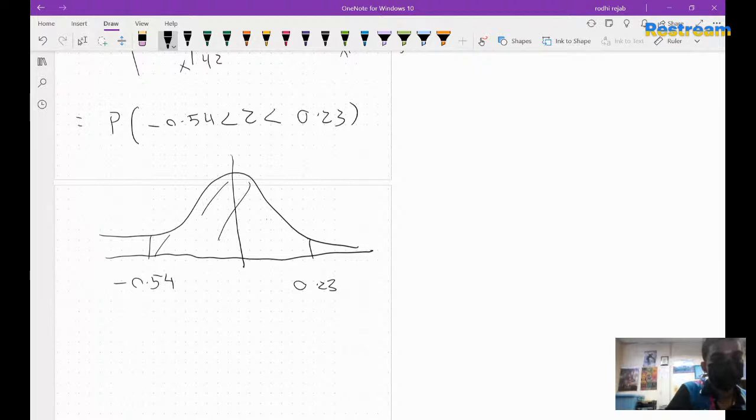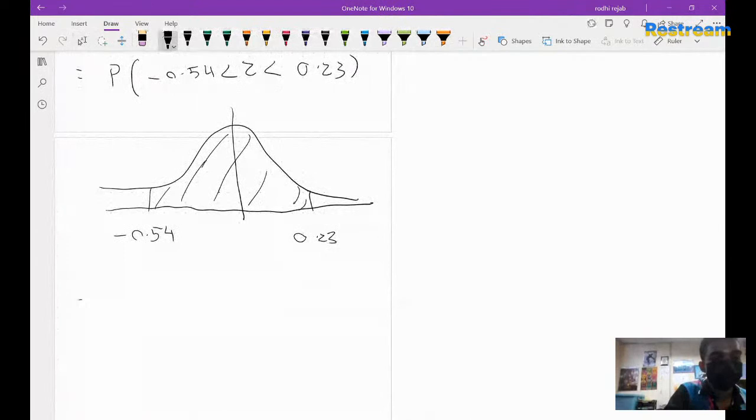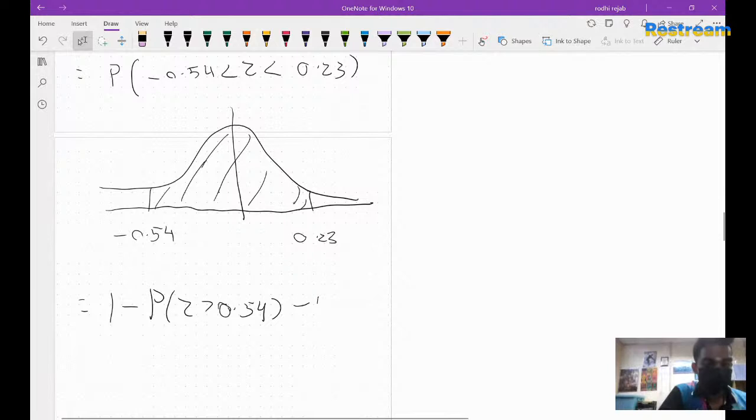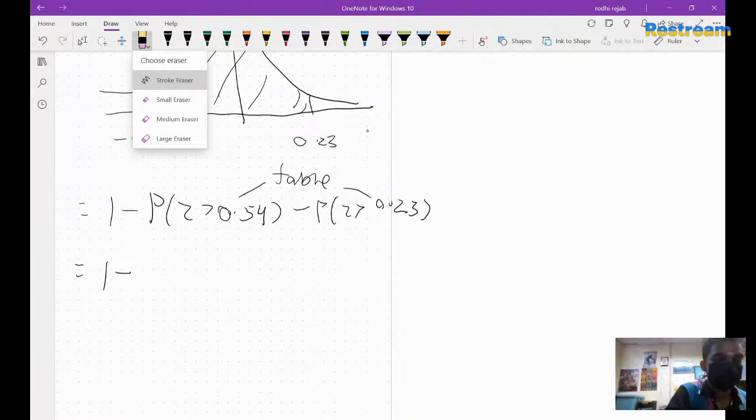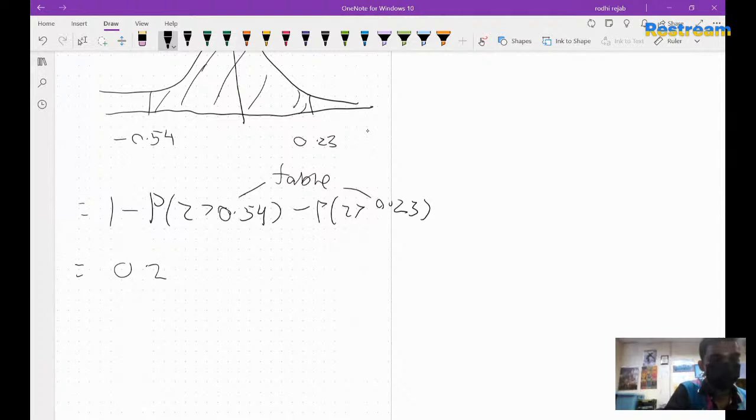And in order to find this area, we know that we can just change this into 1 minus P, Z is more than 0.54, minus P, Z is more than 0.23. Yang ini dua boleh cari dalam table. I just give the answers here. Answer is 0.2964. Done.